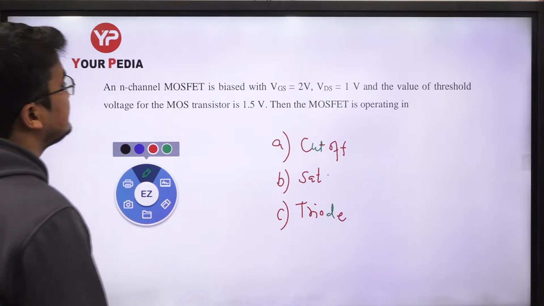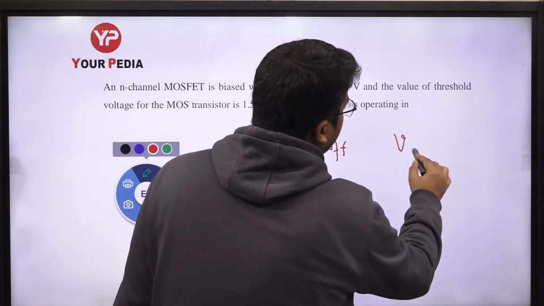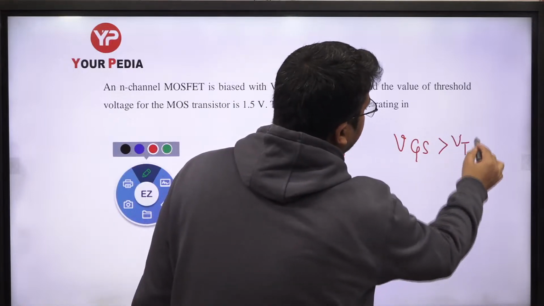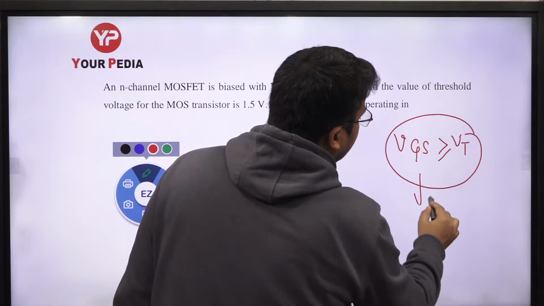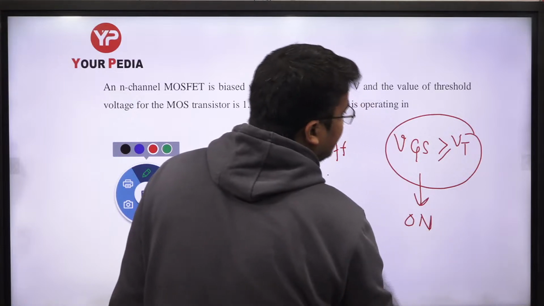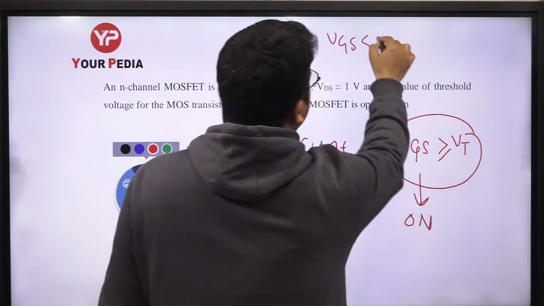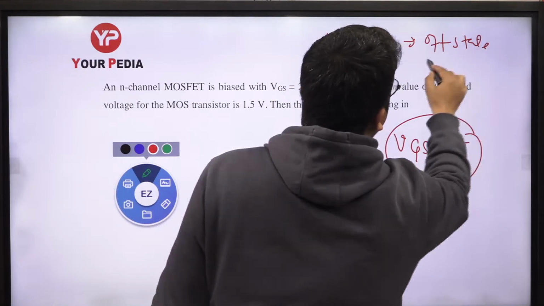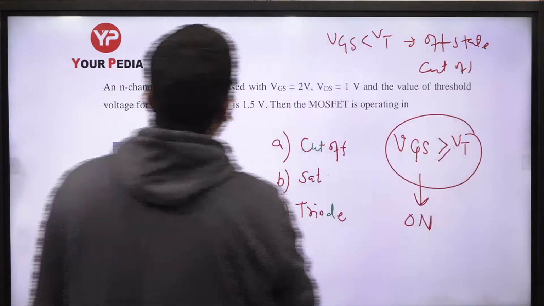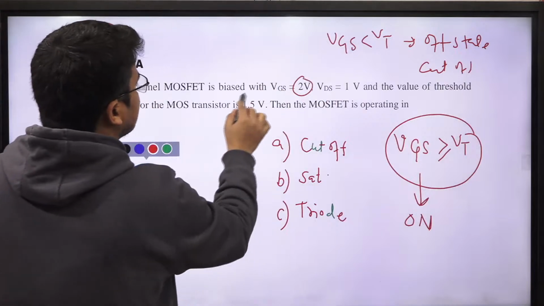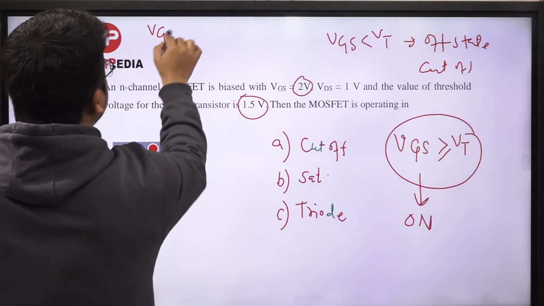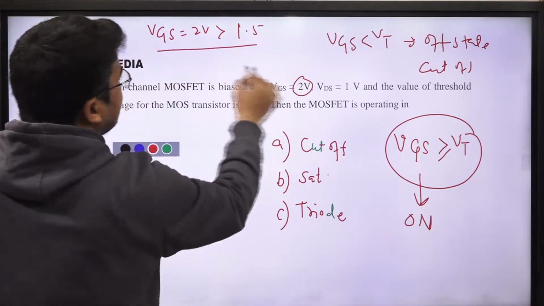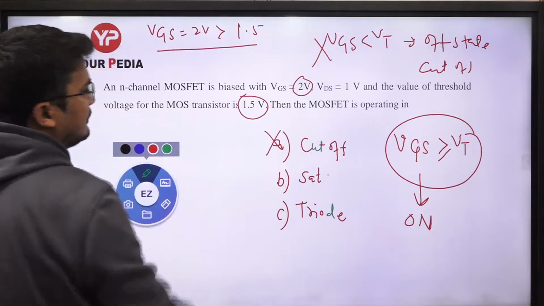B, saturation. See, you might have studied that one is VGS. It must be greater than the threshold voltage. If this is the condition, then it will be in the on state, right? If VGS is less than VT, then it will be in the off state, or the off state is also known as the cutoff mode. So you can see VGS is given as 2 volt and the threshold voltage is this one. So I can write VGS equal to 2 volt, which is greater than 1.5 volt. It means cutoff is not the mode of operation.